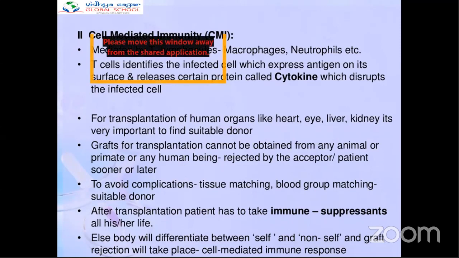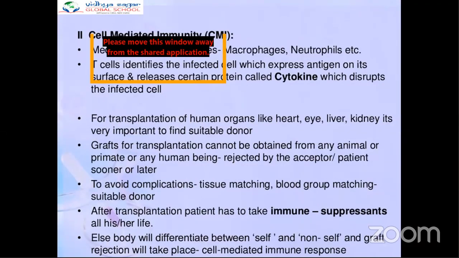The next one is cell mediated immunity, that is CMI. It is mediated by T lymphocytes, along with macrophages and neutrophils. T cells identify the infected cells which express antigen on their surface. They will find the antigen and release some granules on the surface of the infected cell. And it will release a protein called cytokine, which disrupts the infected cells.